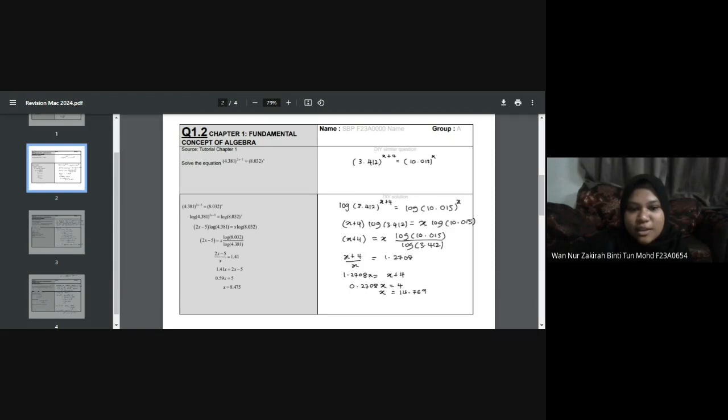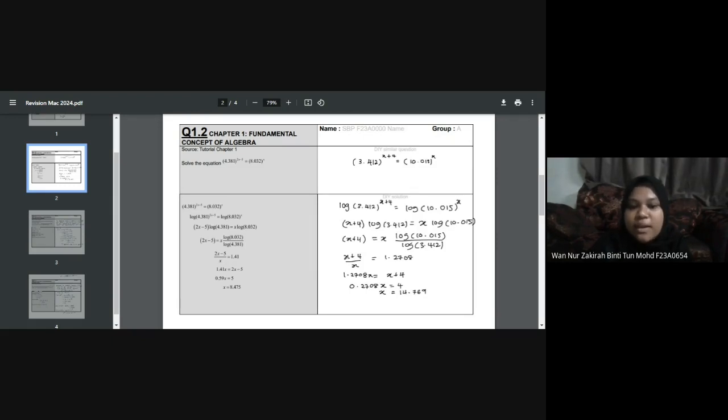After that, we need to arrange x with x and log with log. So we transfer log 3.412 to the other side, and it becomes divide, so log 10.015 divided by log 10 of 3.412. So we just need to key in the calculator: log 10, put the number, and divide by log 10, put the number 3.412.